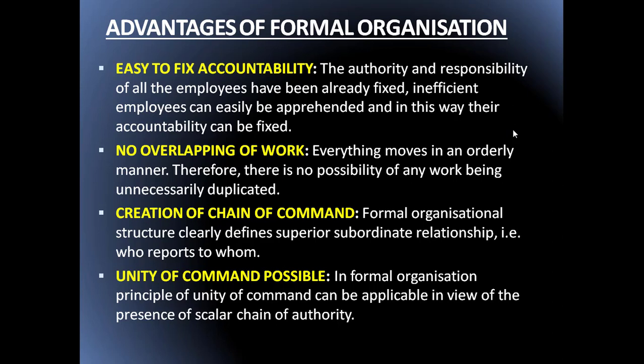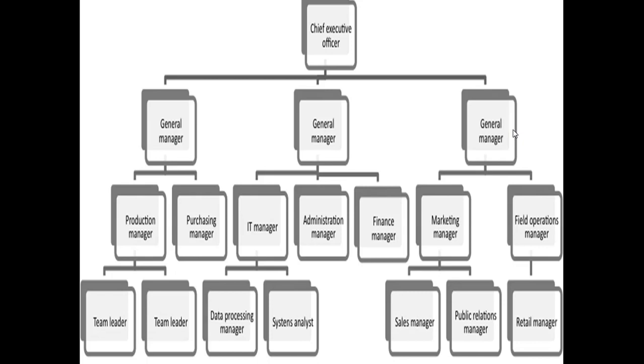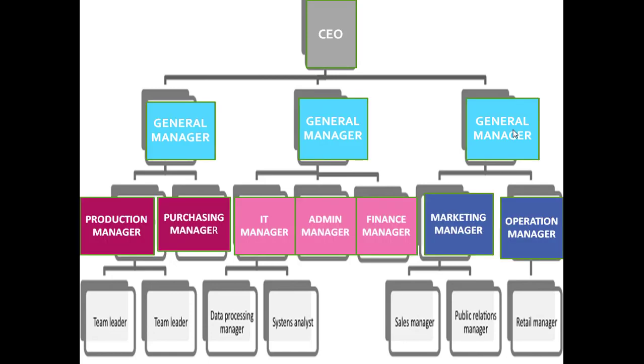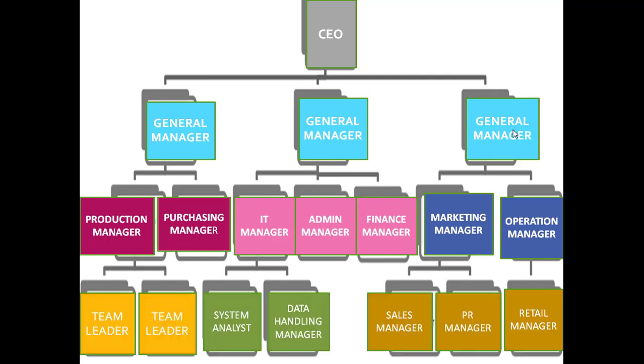So in formal organizational structure we saw a superior-subordinate relationship, as I discussed earlier, that there is a CEO. Under the CEO there are 3 general managers. Under the general manager there are managers, and under the manager there are team leaders. So we see here a clear relationship of superior and subordinate, and it becomes very easy to find out that each subordinate here has only one superior to report to, which we can see in this diagrammatic representation, right?